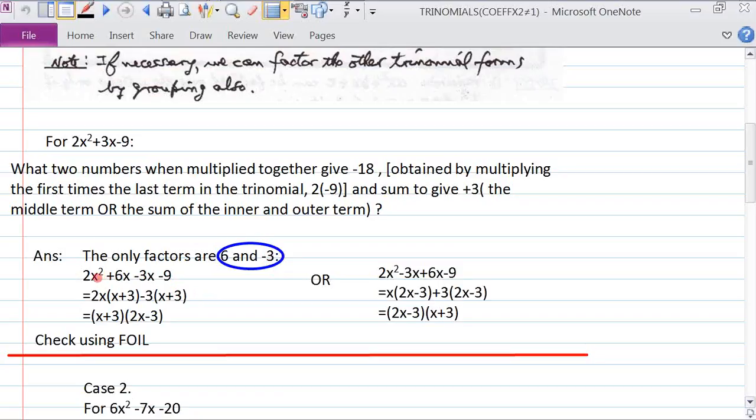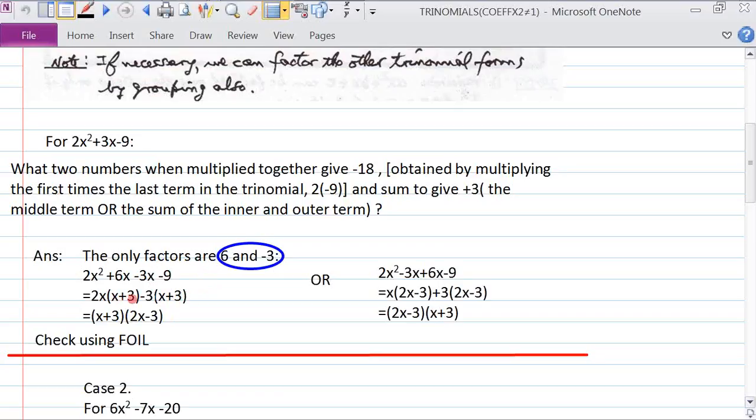And I group it. 2x is common to the first two terms. The highest common number is 2. And I take the lowest power of x here from these two, which is x, and I factor out 2x. And I get x plus 3, because 2x times x gives me 2x squared and 2x times plus 3 gives me plus 6x. From these two, I just take out the number 3. So I have minus 3. Minus 3 times x gives me minus 3x. Minus 3 times plus 3 gives me minus 9.